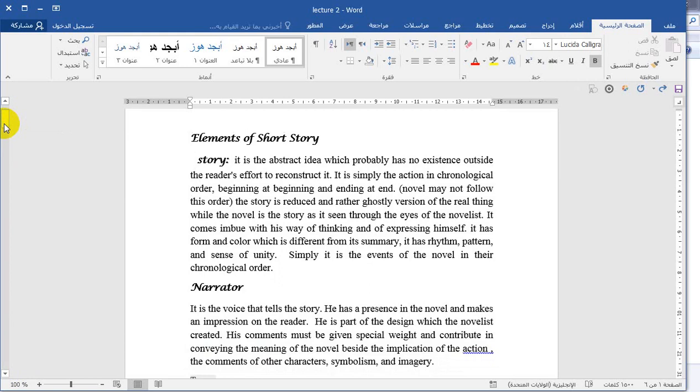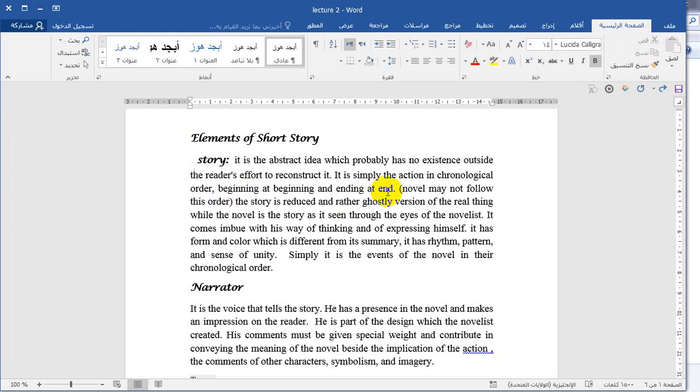Here the first element is the story. In order to have fiction, in order to have narrative in different genres, يعني short story, novella, or novel, we are supposed to have a story. What is the story? The story is the abstract idea that lies in the mind of the writer. It is the action in chronological order, يعني beginning, middle, and end. This is the story. The story is the normal order of the events.